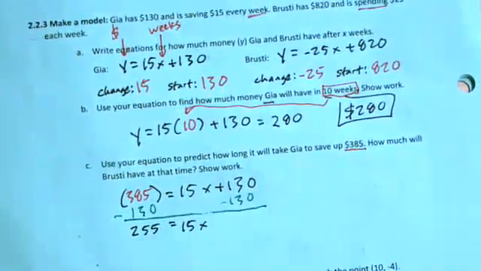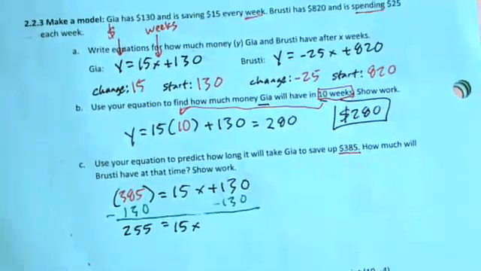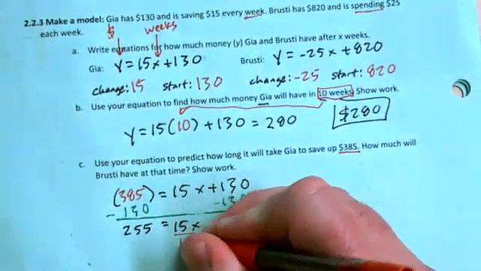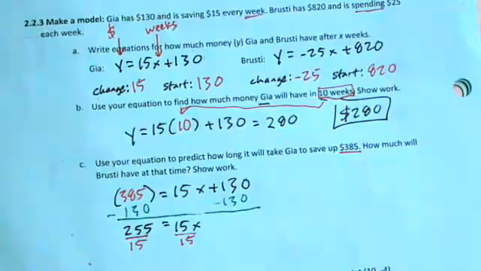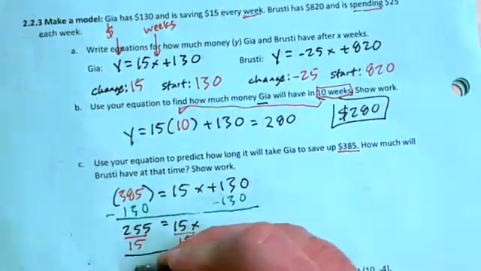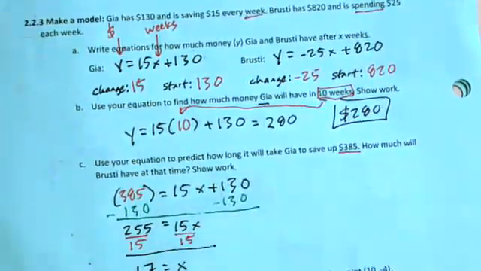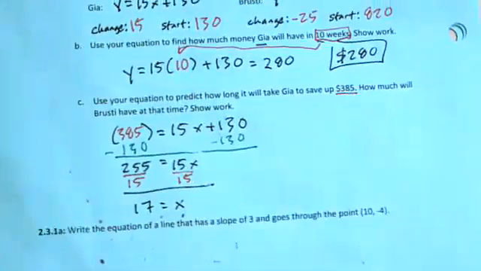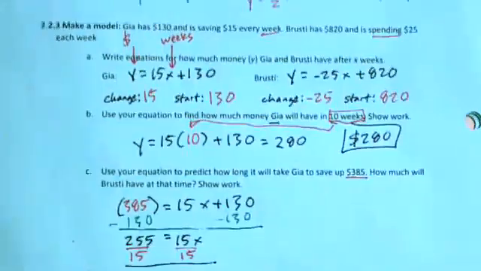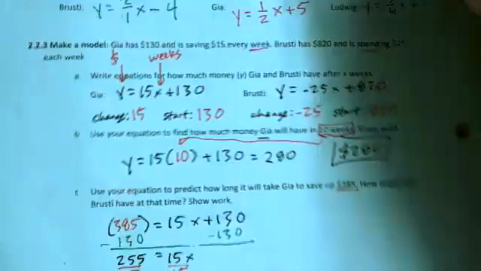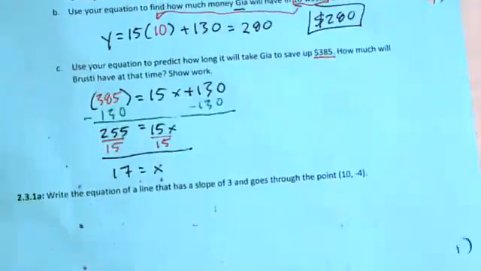One more step gets rid of that 15. What am I going to do to get rid of that 15? Divide on both sides by 15. And if I could get another calculator assist, that'd be awesome. What's 255 divided by 15? 17. Thank you so much. 17. 17 what? $17? 17 weeks. We said that X was going to represent weeks. All right, so it's going to take 17 weeks for Gia to get up to 385 bucks.